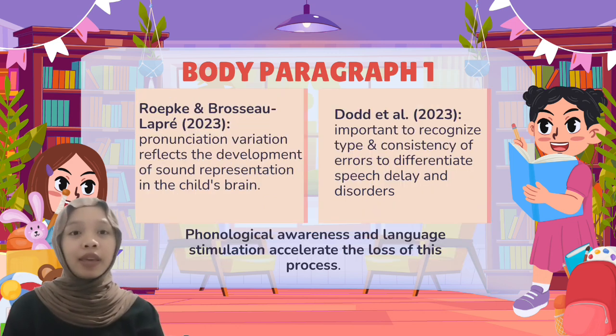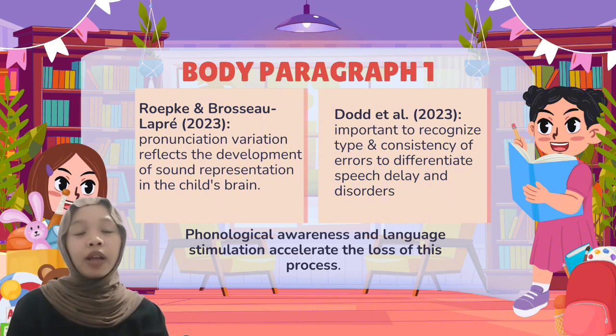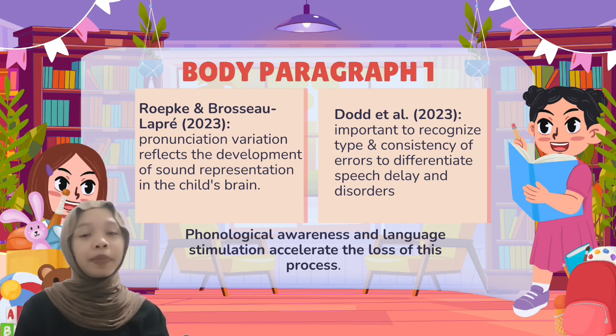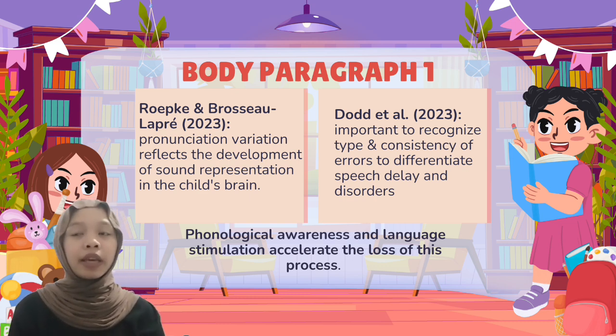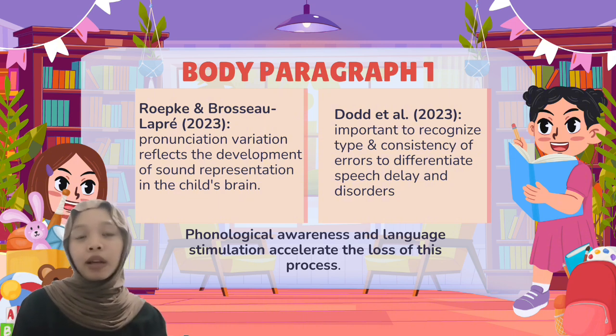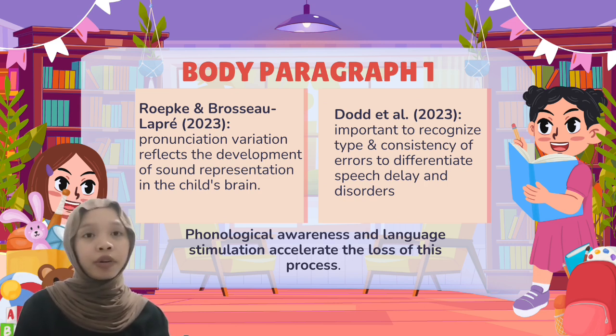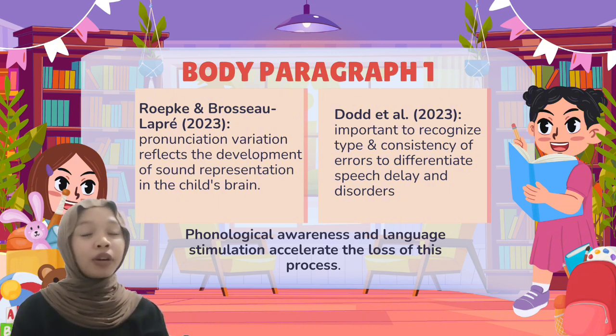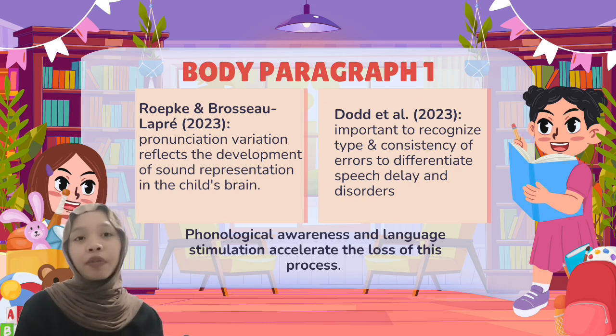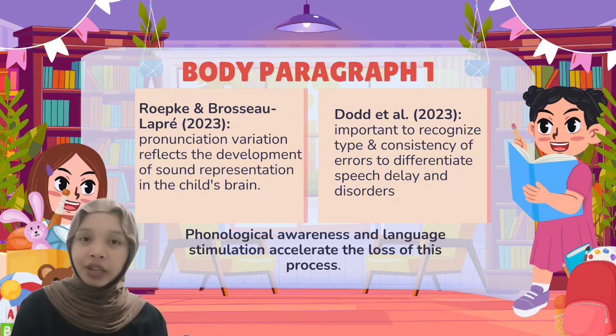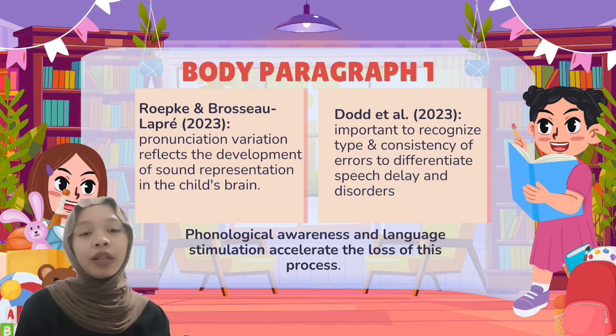And according to Rabke and Brosseau 2023, the pronunciation differences reflect the child's internal phonological representation and are considered typical as long as they occur within the expected age range. Meanwhile, Dude et al. 2023 emphasized the importance of identifying both the type and consistency of pronunciation errors to distinguish between normal speech delay and phonological disorder. By increasing phonological awareness, a child's ability to recognize and work with sounds, and providing enough language stimulation, the process can fade more quickly. That's why it's important for teachers and parents to monitor a child's speech pattern to determine whether their development is on track or may require early intervention.